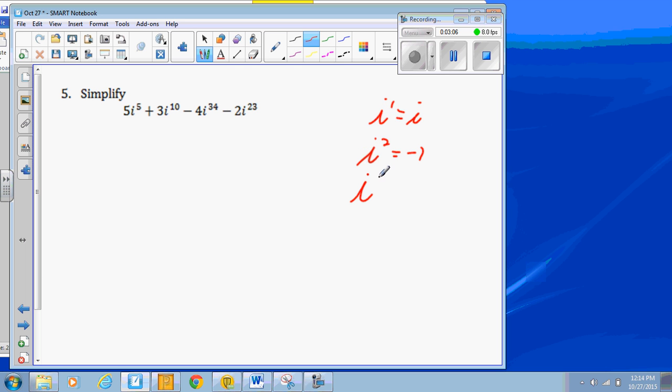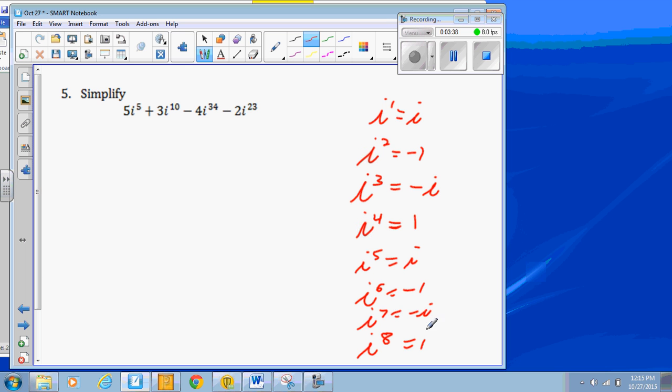Now we use those facts to figure out i to the third, which is i to the second times i to the first, which is negative i. And i to the fourth is i to the second times i to the second, which is negative 1 times negative 1 is 1. So once I have this, the pattern continues. So i to the fifth would just start over again as i, and then i to the sixth is going to be negative 1, and i to the seventh is going to be negative i, and i to the eighth is going to be 1, and it just repeats that pattern over and over and over again.